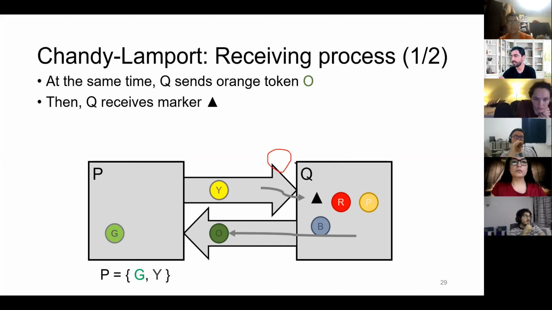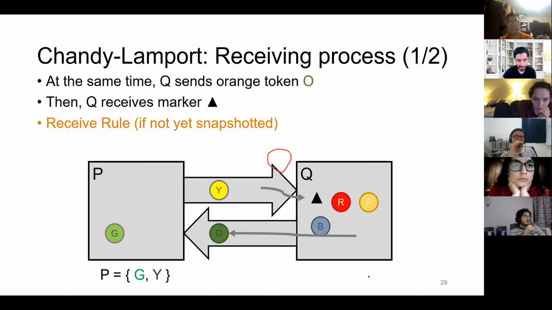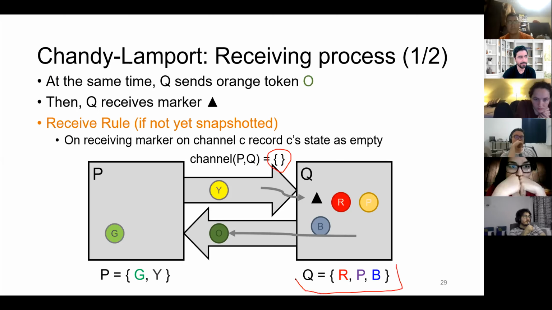So when you receive the marker, the receiving rule tells you: take the snapshot. The snapshot happens first. And then record the state of the channel as empty. No matter what is in this channel, you consider it empty. We don't care about the channel because we already have captured Y in the snapshot. At the end, everything is going to work, right?